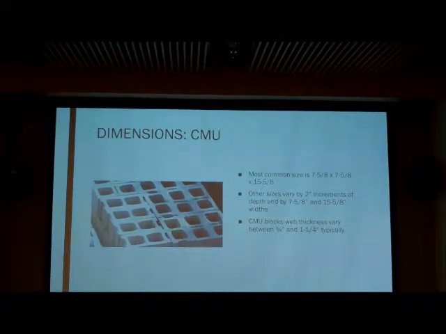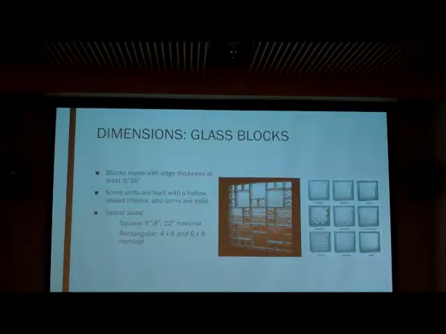CMU typically vary just by 2-inch increments of their width. So the most common, I believe, is 8-inch width, but then they can go up all the way to 16-inch width. And then CMU are a lot more hollow than bricks, obviously, and their webs are usually at least 3/4 of an inch thick to about 1 1/4, but you can see some variance beyond that, of less or more. These are just the most common sizes.